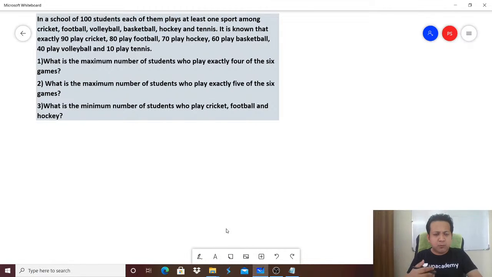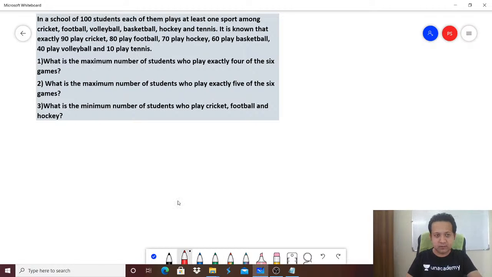Supposing you get a Venn diagram question, something like this. Now let's read the question. In a school of 100 students, each of them plays at least one sport among cricket, football, volleyball, basketball, hockey, and tennis. As you realize, there are many variables. How many variables are we talking about here? We are talking about 6 variables. Whether it is 3 variables or 4 variables or 2 variables, the concept remains the same. So the method that I'm going to show you will be applicable for not only 6 set Venn diagrams, but even a 2 set or a 3 set Venn diagram.